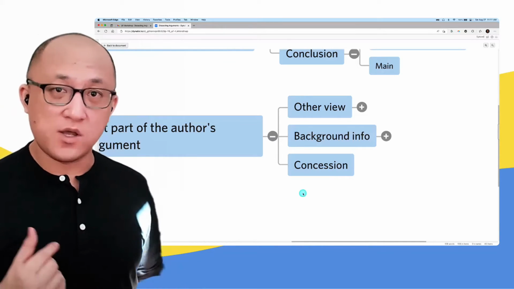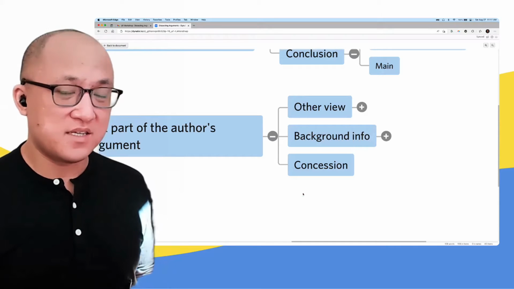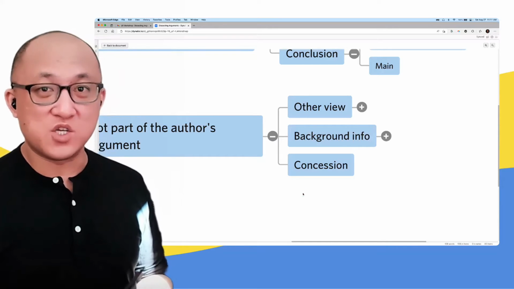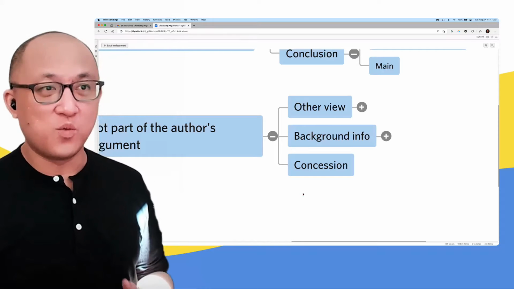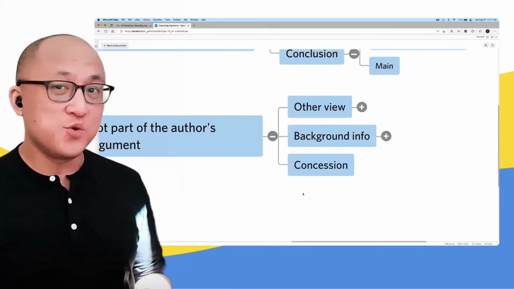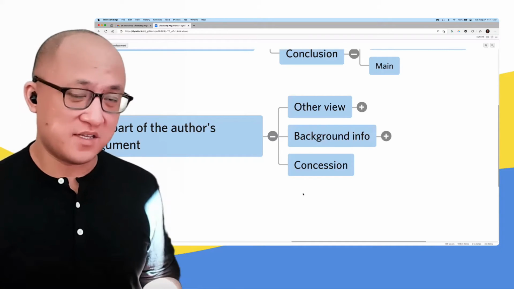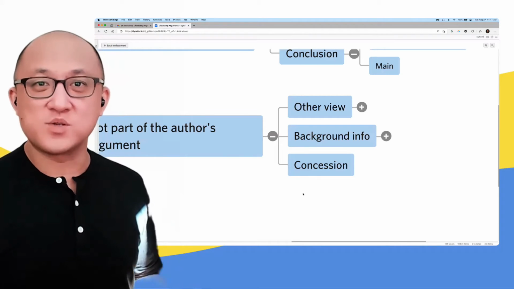Often introduced by although, despite. Sometimes you know that you're about to get a concession when they start off with, it is true that, right? It is true that I'm always late. But anyway, here's what I actually want to talk about.